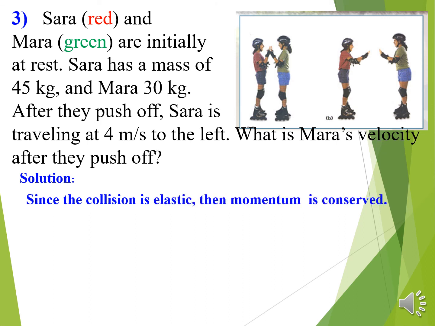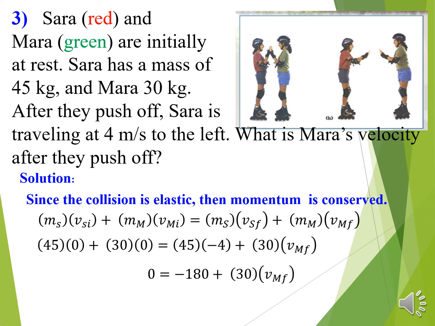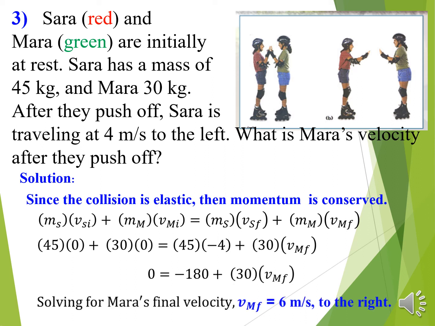Since momentum is conserved, we have m sub S times v sub Si plus m sub capital M times v sub Mi equals m sub S times v sub Sf plus m sub capital M times v sub Mf. S stands for Sarah and capital M stands for Mara. Substituting the values and then simplifying, we get v sub Mf equals 6 meters per second to the right.